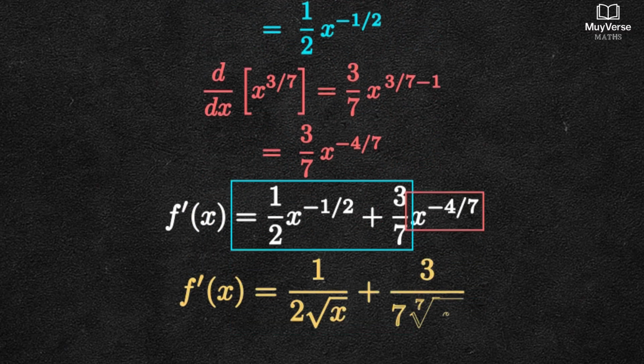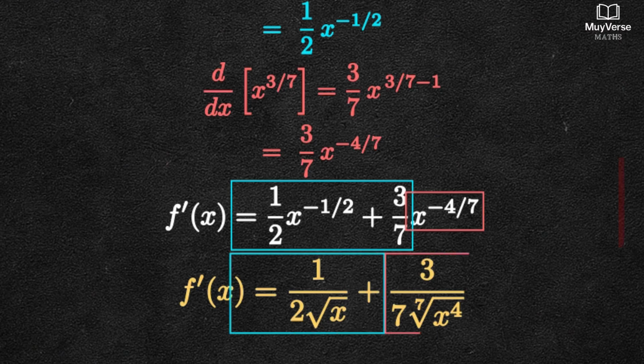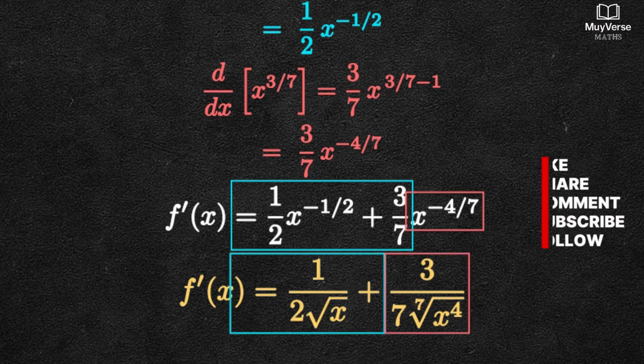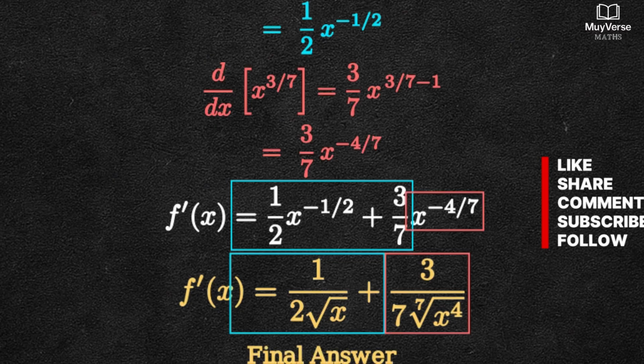Recall, x to the negative n is 1 over x to the n. So we get f prime of x equals 1 over 2 times the square root of x plus 3 over 7 times the 7th root of x to the 4th. This is our clean final form.